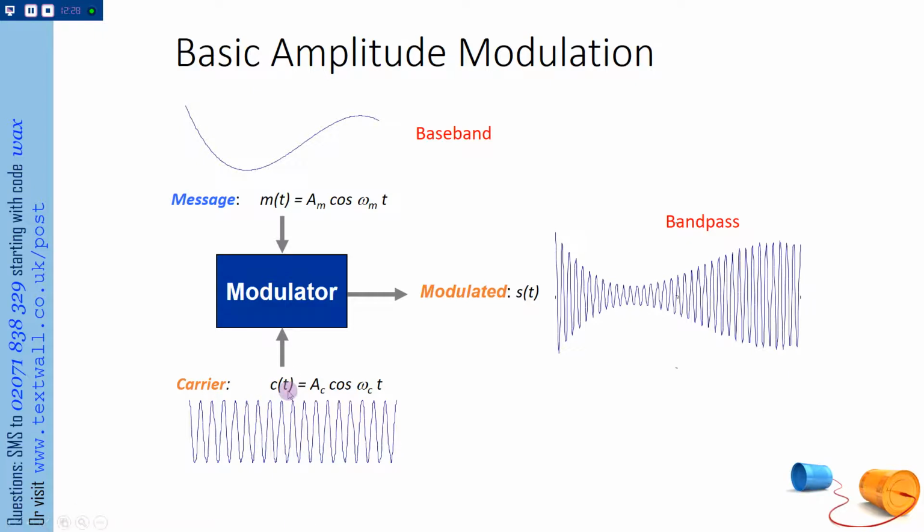The carrier, also a function of time. It has a separate amplitude, A_c, and separate frequency, omega_c. Omega_c is much higher than omega_m. Not twice, not 3 times, but something like 10 times, 20 times.